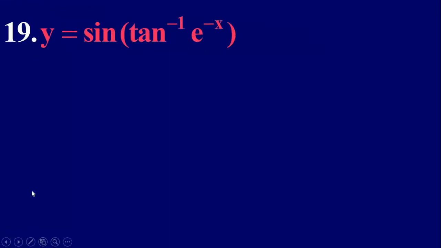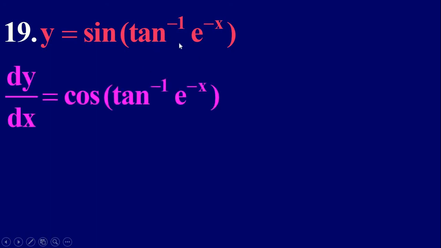Next question, y equal to sine of tan inverse e to the power minus x. It is of the form sin x. So sin x differentiation is cos x, but in place of x you have to write tan inverse e to the power minus x. So therefore dy by dx is cos of tan inverse e to the power minus x.